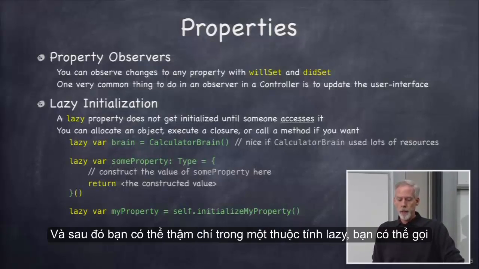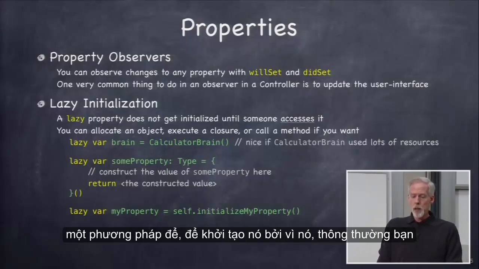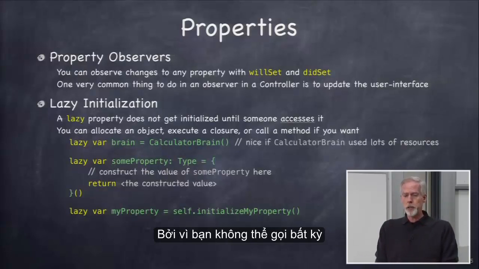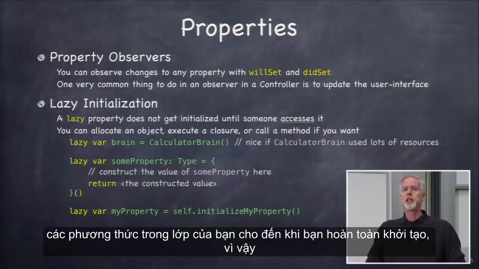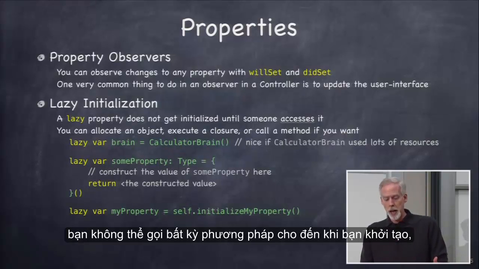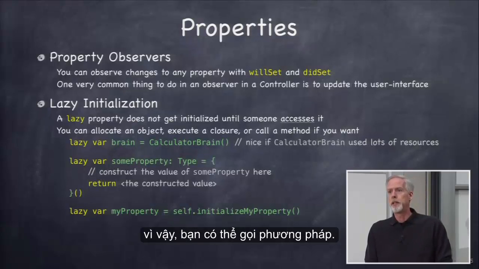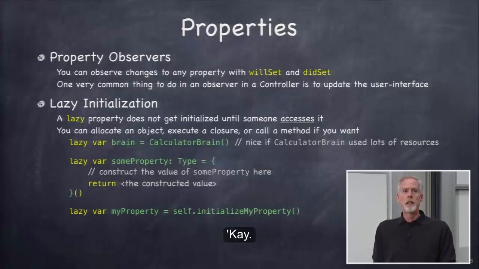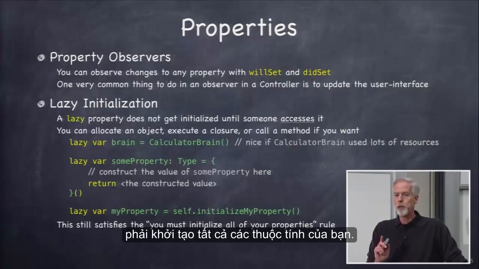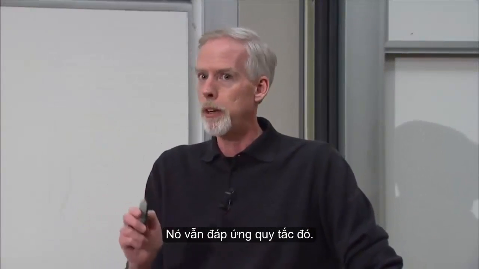Okay? And then in a lazy property, you can even call a method to initialize it, because normally you wouldn't be able to do this if you didn't say lazy, because you can't call any methods in your class until you're fully initialized. So there's kind of a catch-22 there. But in this case, by the time someone tries to get this property, you'd be fully initialized. So you can call methods. So you see the advantage of lazy there? Okay? This lazy thing still satisfies the rule that you must initialize all of your properties. Even though it doesn't actually initialize it until someone accesses it, it still satisfies that rule.